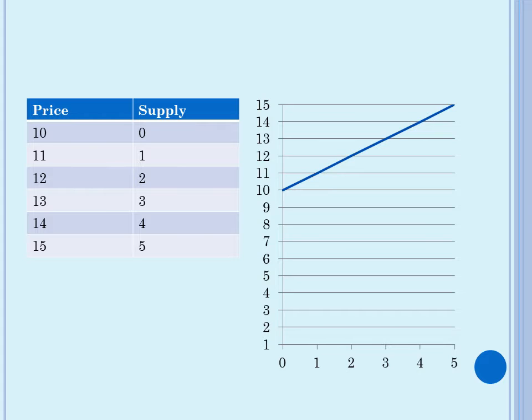individual supply curve. When we represent the price and supply on a graph, then it's called an individual supply curve. Here you can see at rupees 10 the supply is 0, at rupees 11 the supply is 1, at rupees 12 the supply is 2 and at rupees 15 the supply is 5. The individual supply curve shows the relation between price and supply. It is a graphical representation of an individual supply schedule.